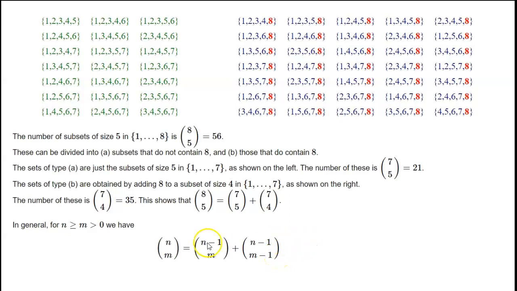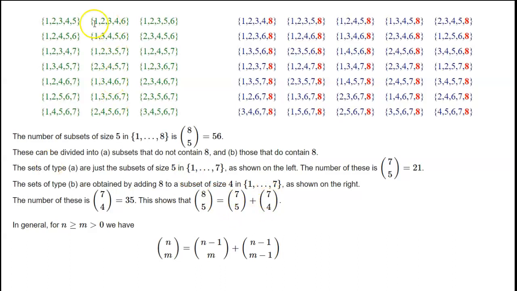So we're going to focus on the case where n is 8 and m is 5. So the claim in this case is that 8 choose 5 is 7 choose 5 plus 7 choose 4. We're going to give a proof in this case, but it's very easy to see how the general proof follows the same pattern. Okay, so on the left-hand side, we've got 8 choose 5. That's the number of subsets of size 5 in 1 up to 8. And we're going to divide these into two groups, one group of size 7 choose 5 and the other group of size 7 choose 4.